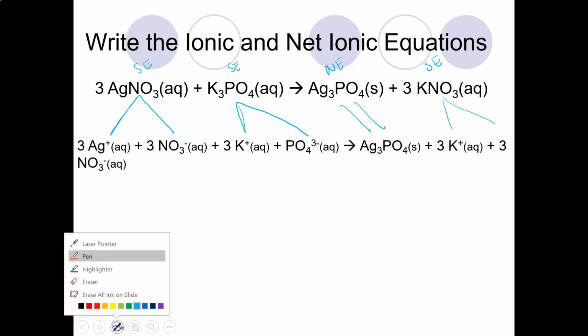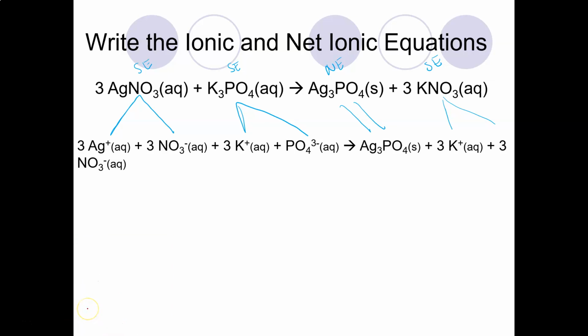Now, to get it to the net ionic equation, we're looking for spectator ions. So 3 Ag plus aqueous. That's not what I see over here. 3 NO3 minus aqueous, 3 NO3 minus aqueous. I know that was weird because it went to the other line, but those are the same. 3 K plus aqueous, 3 K plus aqueous. They're crossed. PO4 3 minus aqueous. I don't see that on the other side.